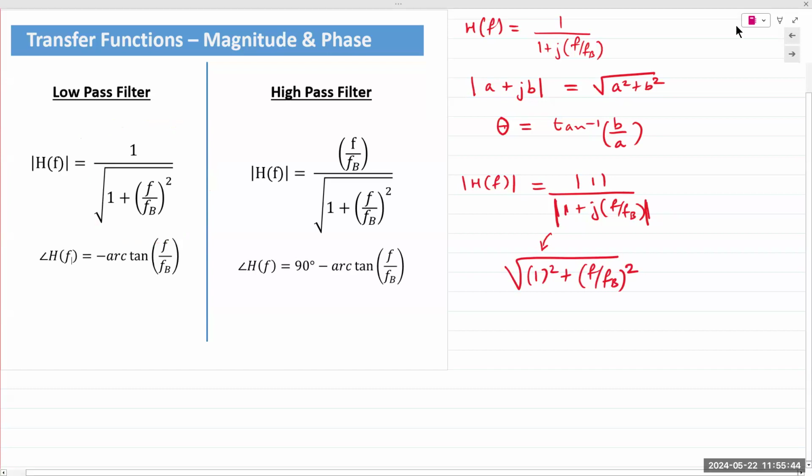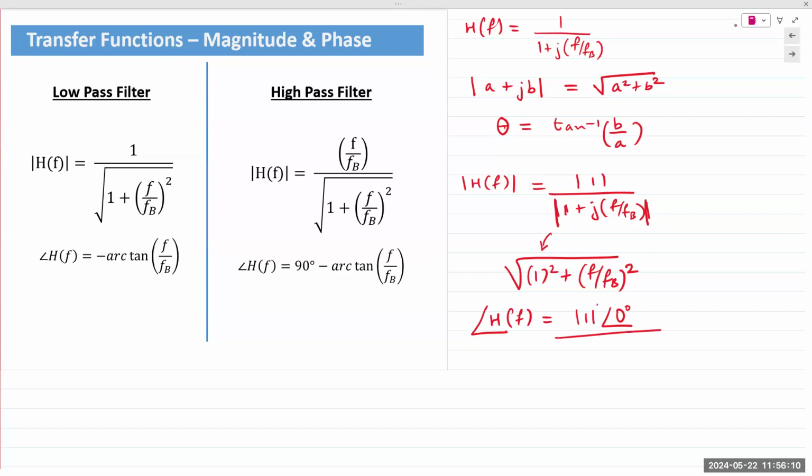And then the phase of H(f) would be the phase of the numerator, which is just 0 degrees. It's just 1 in the numerator, so the phase is 0, right? The denominator, you're trying to find the phase for 1 plus j f over fB.